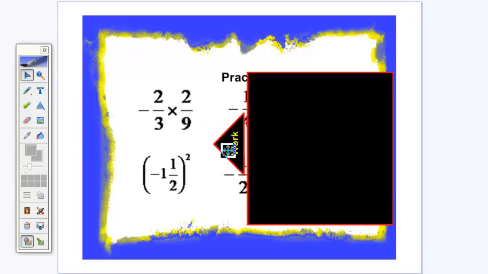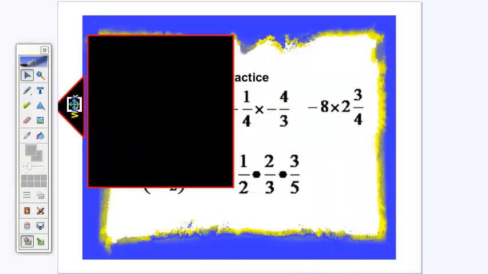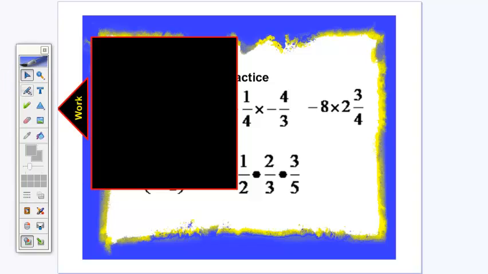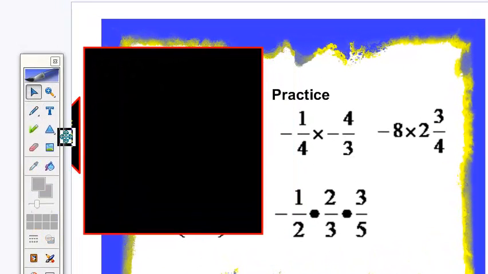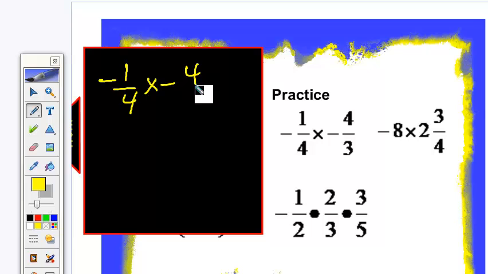Alright, now let's move on to 2. Right, so I'm trying to find a way where to put my board here. Okay, so here for 2 we have negative 1/4. I believe it's a negative, if I'm not mistaken. Yes, indeed. So here we have negative 1/4 times negative 4/3. Again, a negative times a negative, I will be getting a positive. Let's put in here to remind us our answer will be positive.